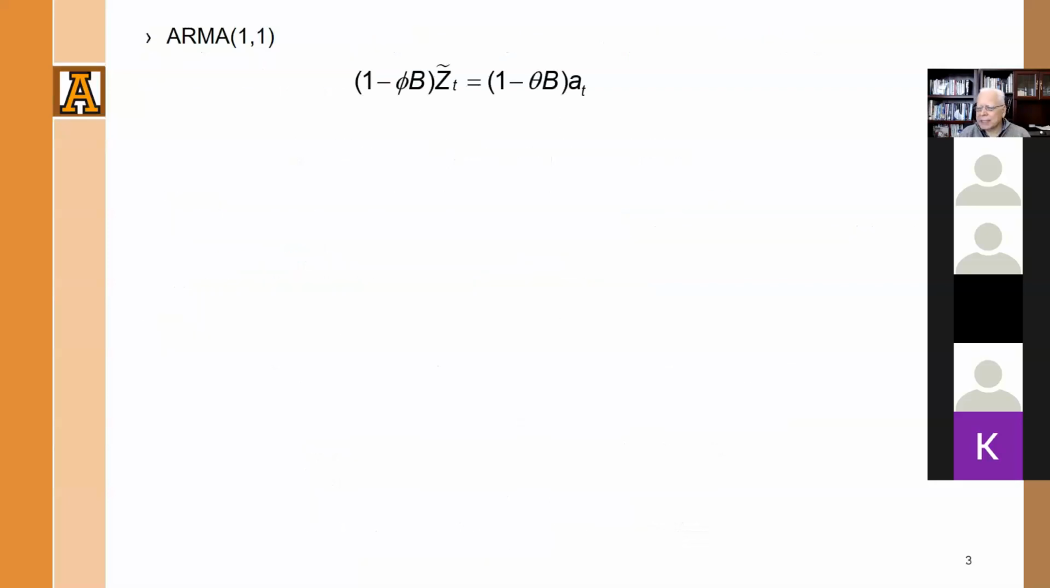Now, let's start with the simplest case. Just as we did when we studied the autoregressive models, we started with an AR(1). With the MA models, we started with an MA(1). Now, let's start reviewing the characteristics of an ARMA(1,1), which is the simplest case of an autoregressive moving average model.